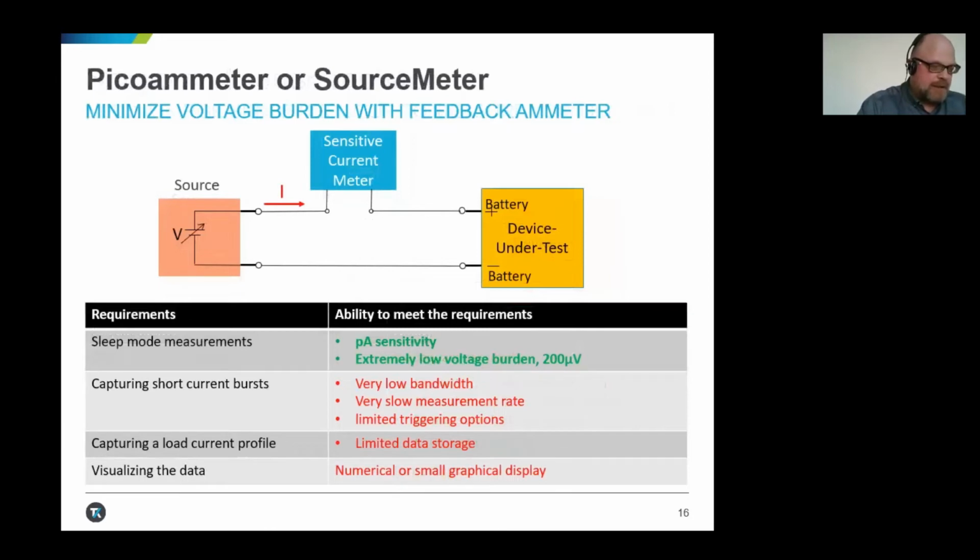Let's consider two low current measurement instruments to see which requirements they meet and show up as green in our table of needs. A picoammeter and a source meter use the feedback ammeter topology. They solve the sleep mode measurement problem with minimal voltage burden and more than enough current sensitivity. Voltage burden on Keithley picoammeters and source meters is specified to be below 200 microvolts. These meters are primarily DC instruments. They cannot help to acquire the active mode current bursts. So we've still only solved one part of our multi-part measurement challenge.